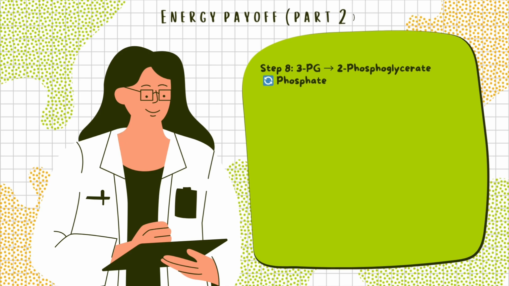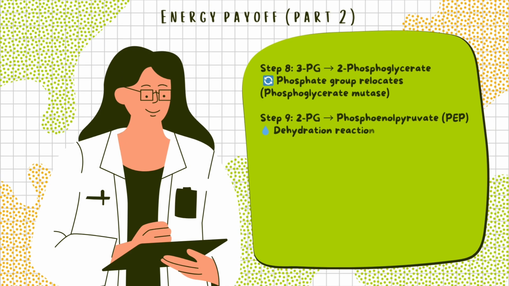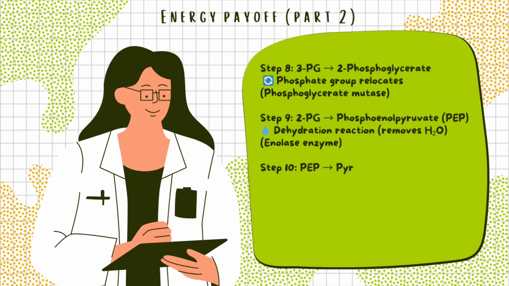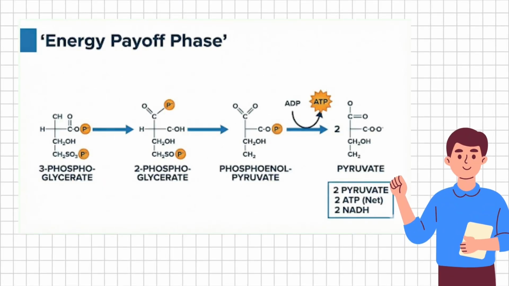Continuing with the payoff phase, in step 8, phosphoglycerate mutase relocates the phosphate group, turning 3-phosphoglycerate into 2-phosphoglycerate. In step 9, the enzyme enolase causes a dehydration reaction, removing water to form phosphoenolpyruvate. Finally, in step 10, pyruvate kinase converts PEP into pyruvate via substrate-level phosphorylation. This produces 2 more ATP.